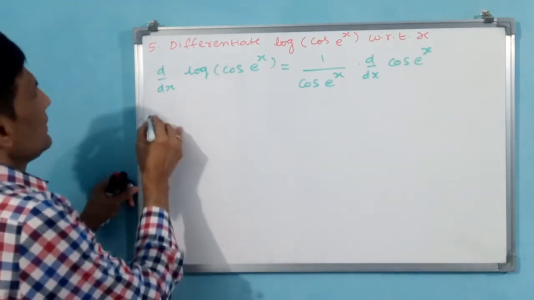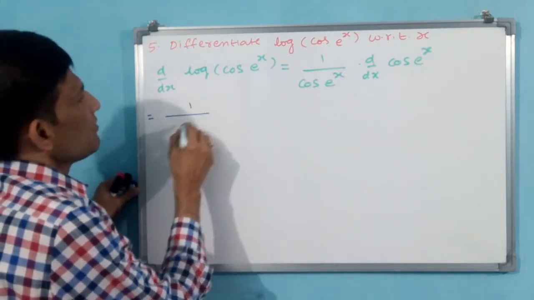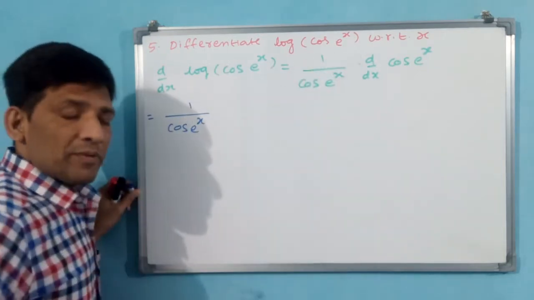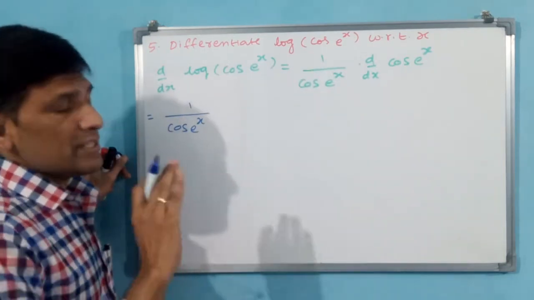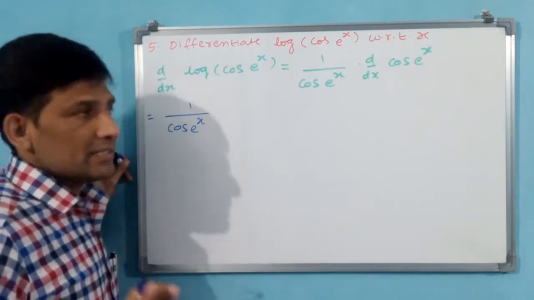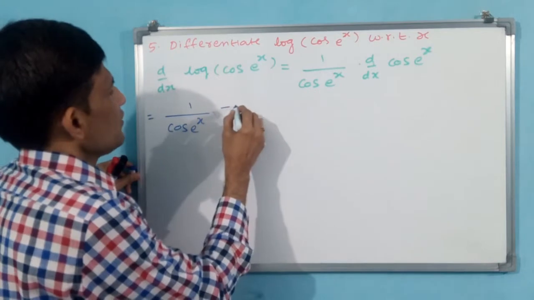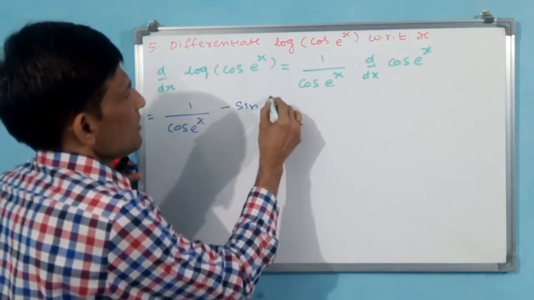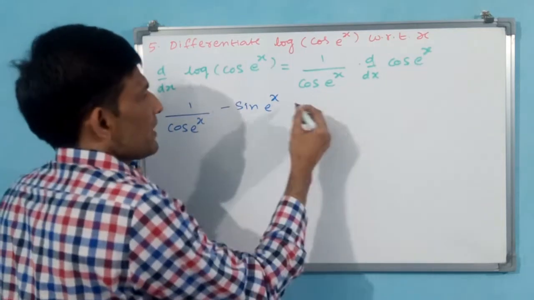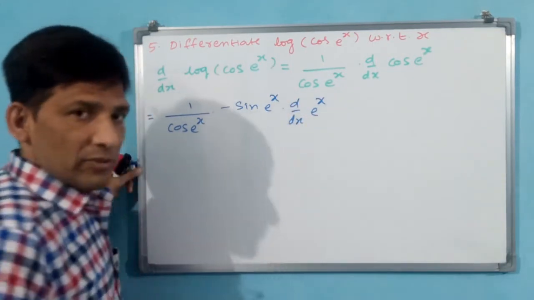Next, proceed further. Keep this 1 by cos e power x like that only. d by dx of cos e power x means take this as d by dx of cos x first, and e power x as x you can imagine. d by dx of cos x is minus sin x, so that means into minus sin e power x. Again d by dx of e power x. Is it okay? Definitely okay.